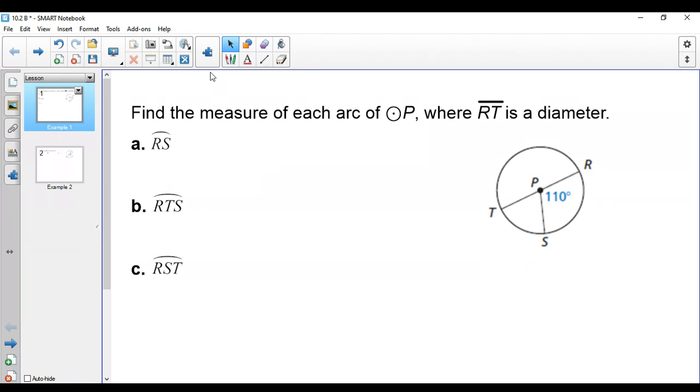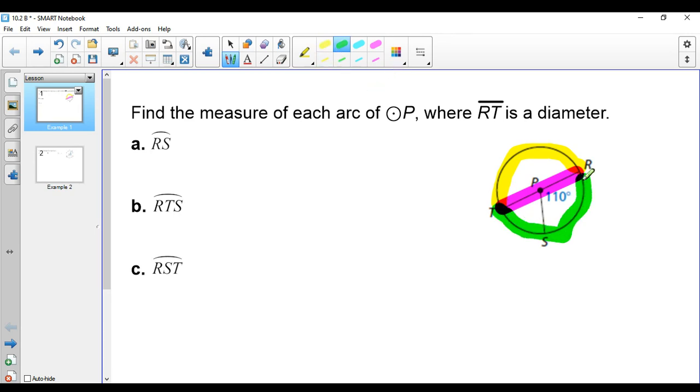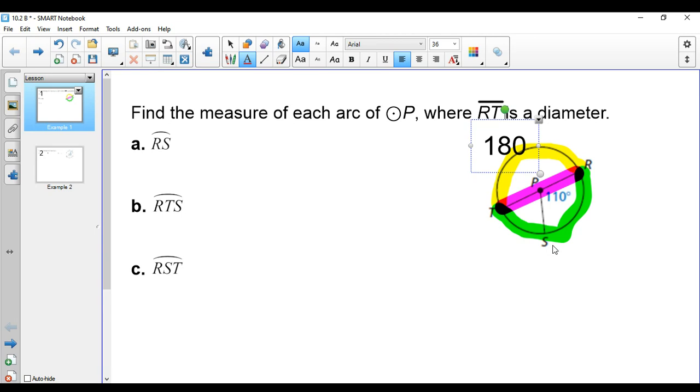All right, so find the measure of each arc of circle P where RT is a diameter. And RT as a diameter gives us some really key information. It tells us that this is half the circle, and this is half of the circle. So this arc in yellow is 180, and this entire arc in green is 180.